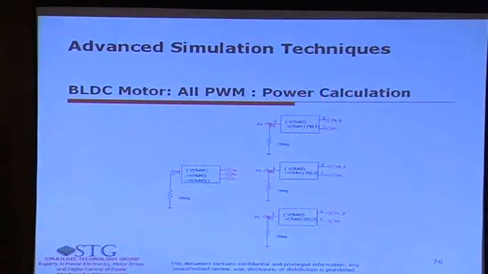Now what we did was we were tired of writing the long equations for power. So we basically make 3 blocks. This one is power for phase A, power for phase B, power for phase C. And then we add them up to get P out. So we'll be able to just plot P out and get it.